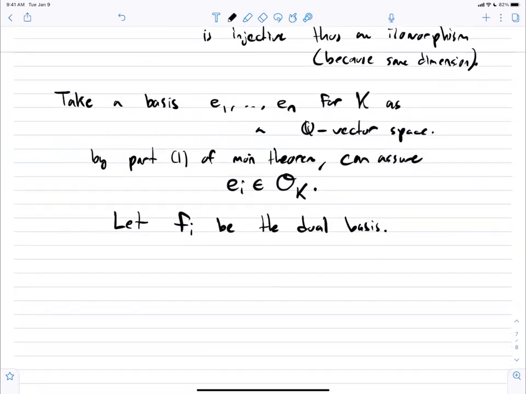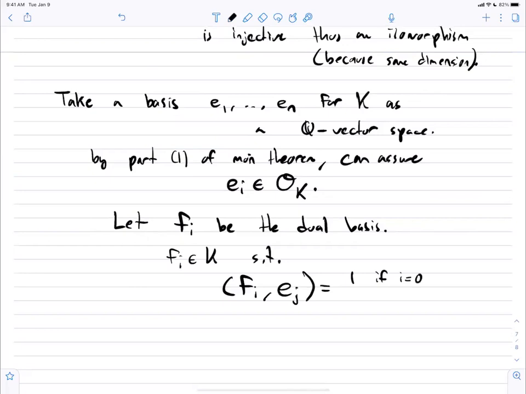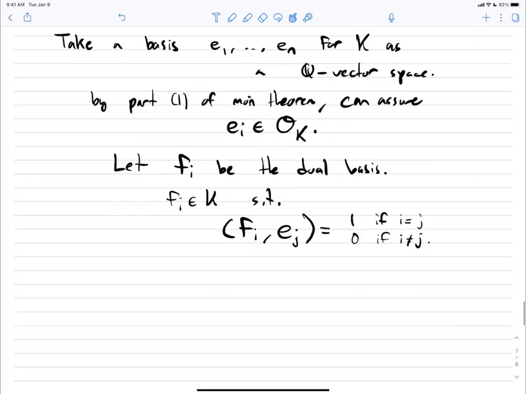So what this means is that the Fi are in K such that if I pair Fi with Ej, this is equal to 1 if i equals j, and 0 otherwise. 0 if i is not equal to j. Okay, good.